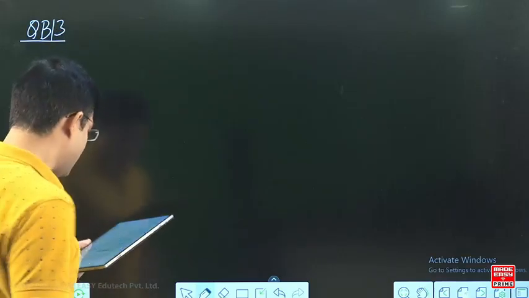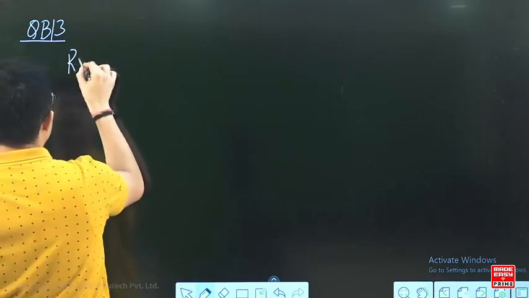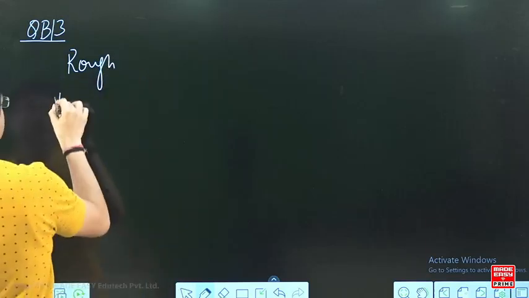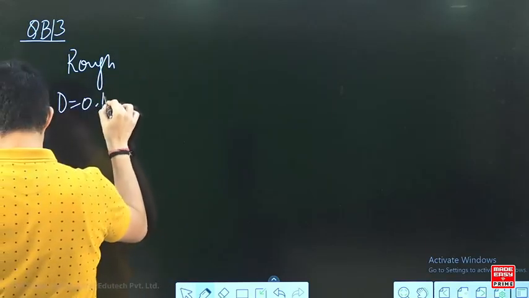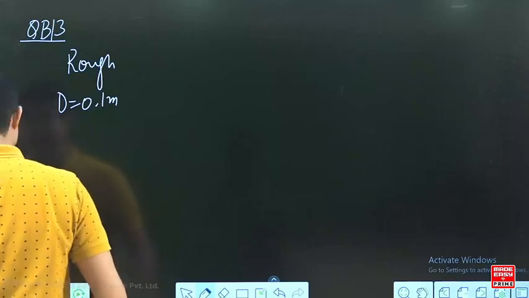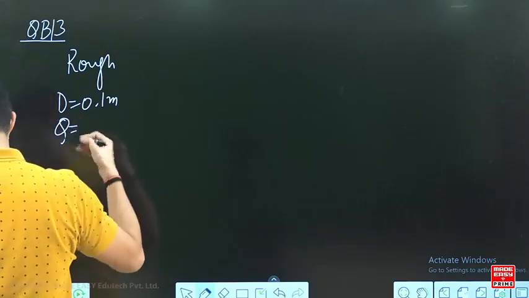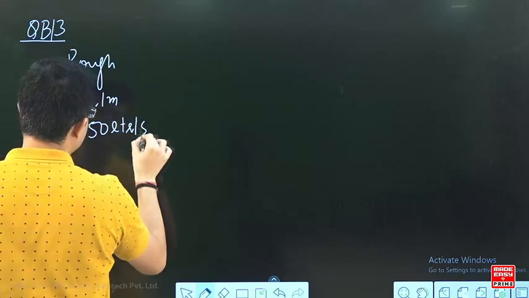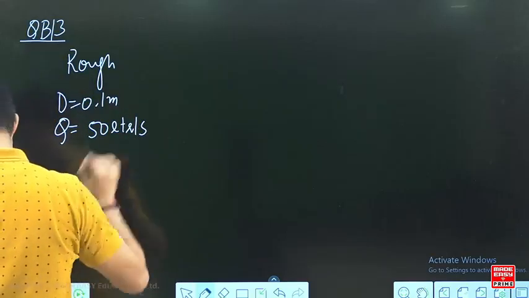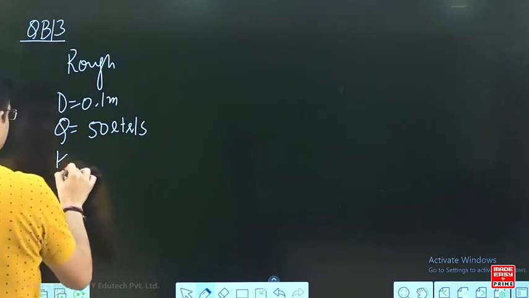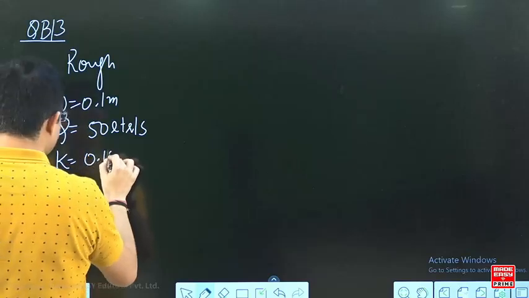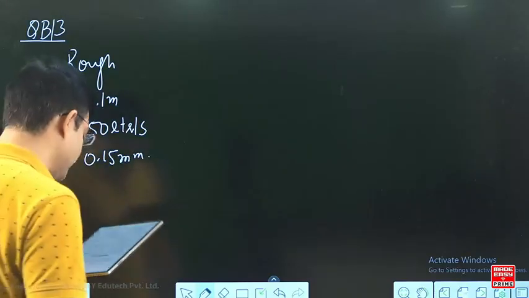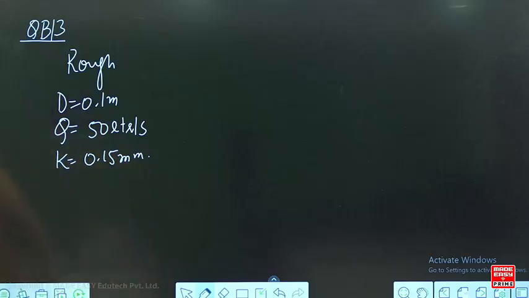What does he say? A rough pipe. So again in the question he has mentioned that the pipe is a rough pipe. Diameter of the pipe is given to be 0.1 meter. It carries water at the rate of, this means discharge is given, 50 liter per second, which can be written as 50 into 10 to the power minus 3 meter cube per second. The height of roughness is given to be 0.15 mm. Then find, a lot of things he is asking in the question.